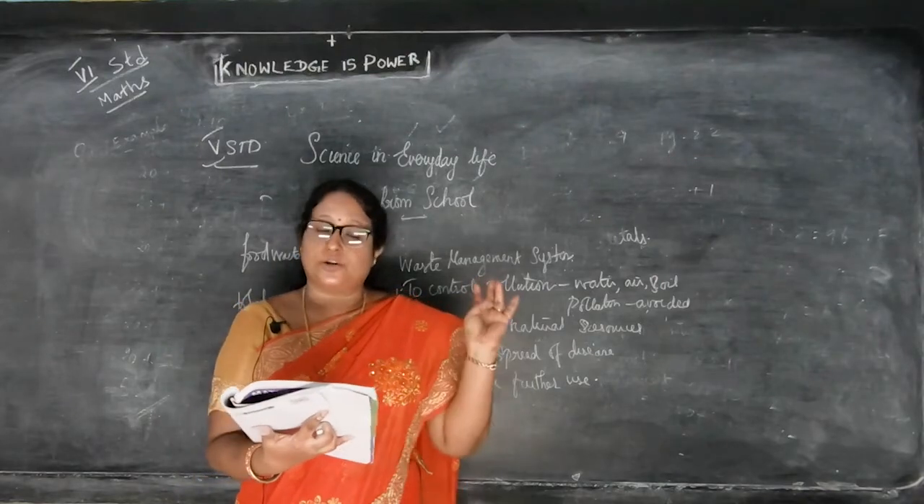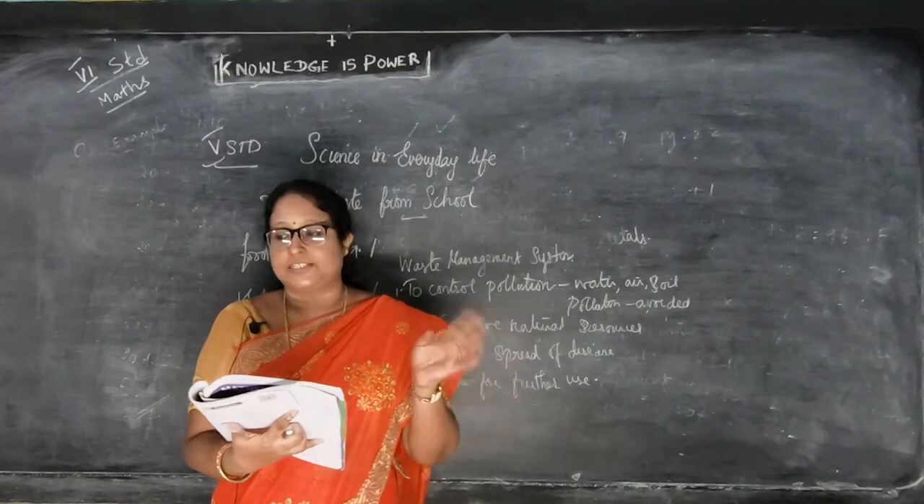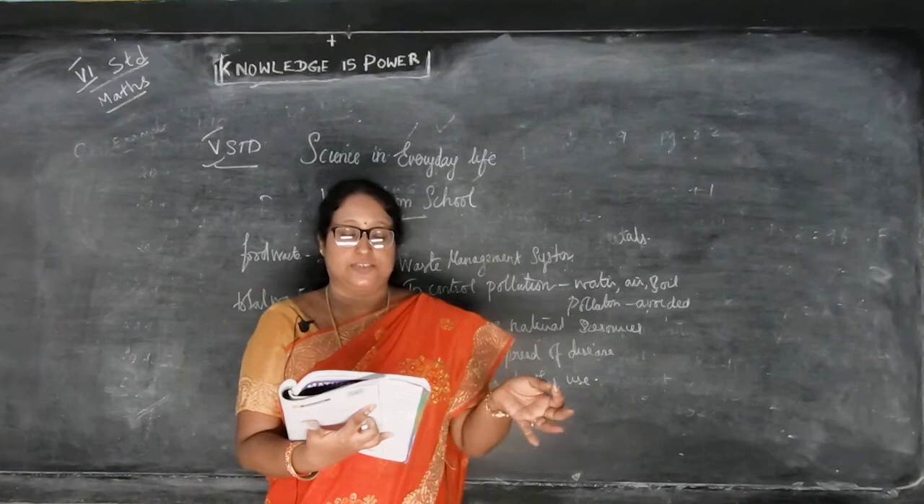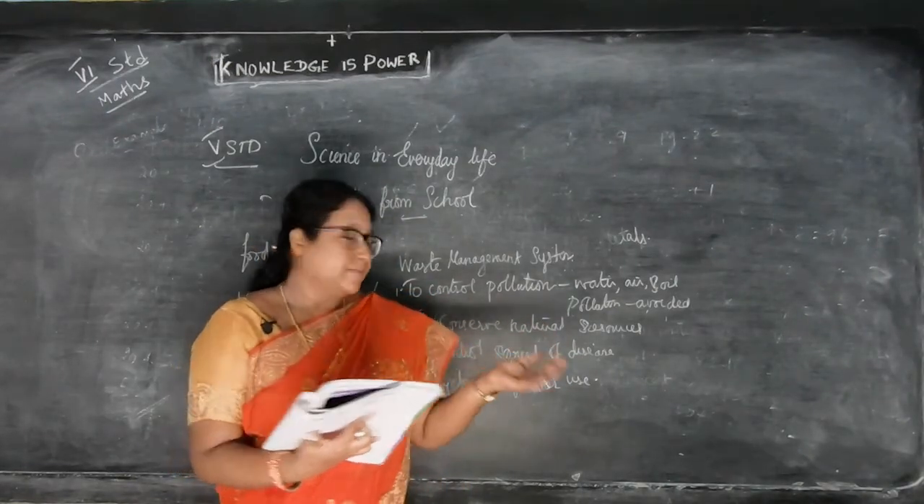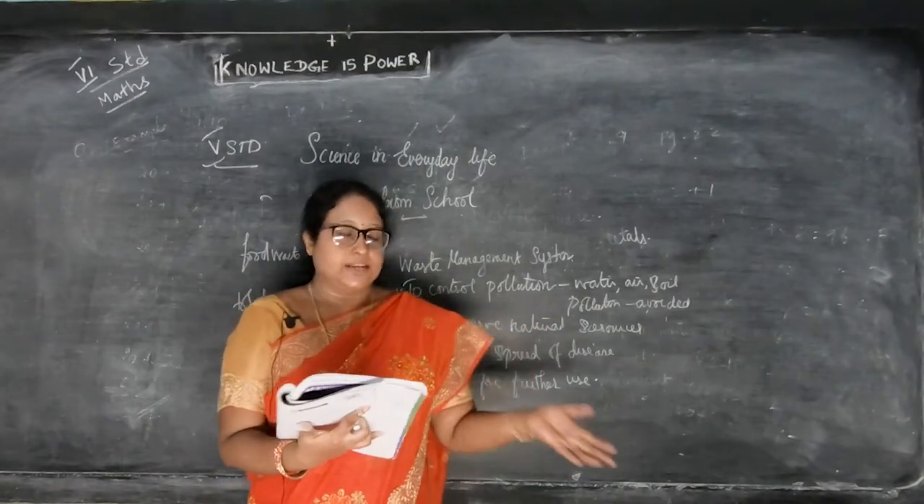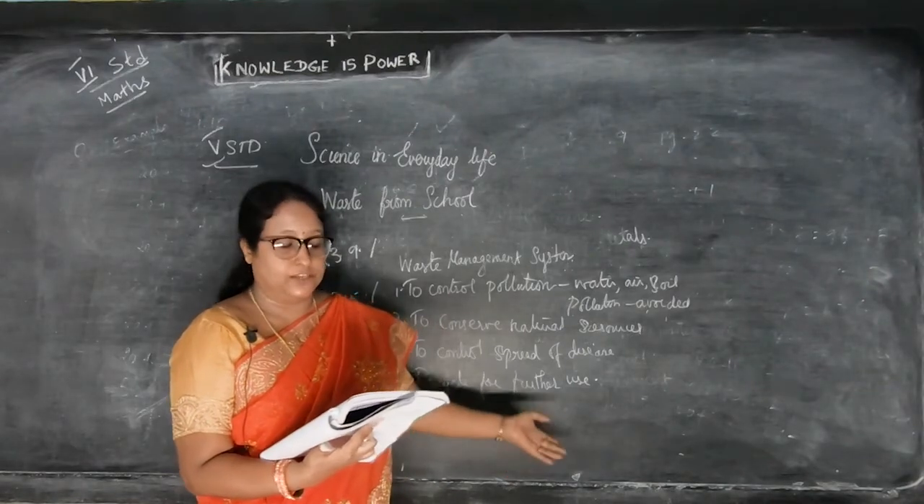What did I say? To control pollution, that is like water pollution, air pollution, and soil pollution. These can be avoided. Next, to conserve natural resources, we can conserve by disposing the waste materials. Next, we can control the diseases like infectious disease. Next, the waste can be recycled for the further use.